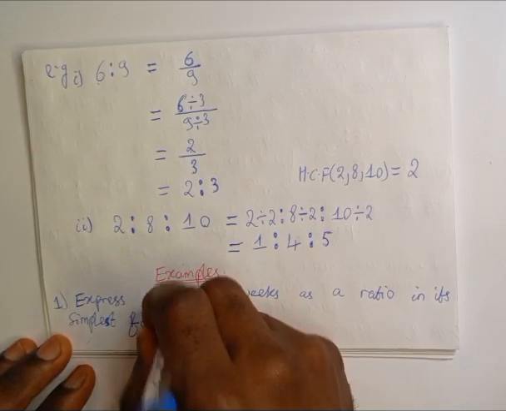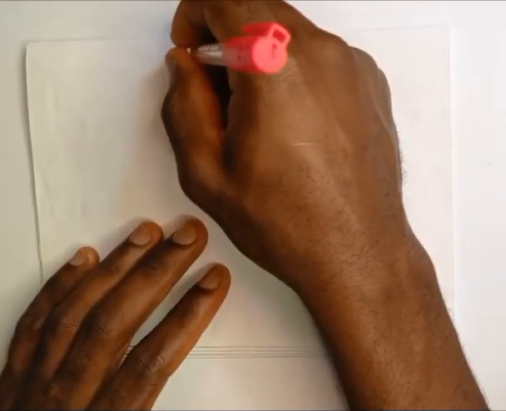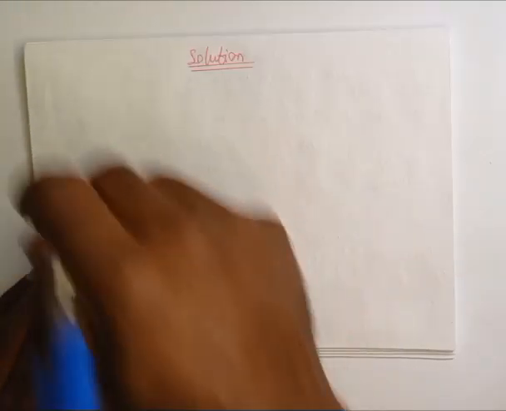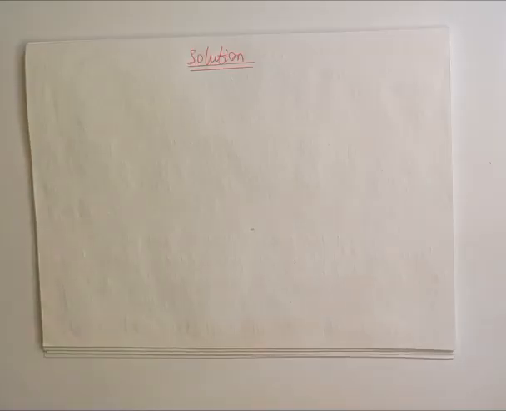We are comparing 12 days to 4 weeks. Take solution. For us to answer this problem, days and weeks, they are all units of measuring time, but they are different units. For us to easily express this ratio in the simplest form, we are either going to change the days to weeks or change the weeks to days. The units must be the same.